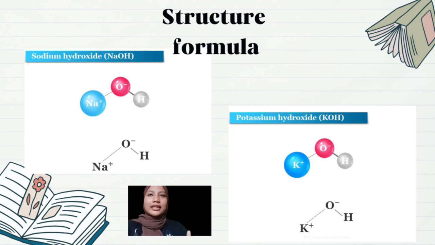So next is structure formula. For sodium hydroxide, we have NaOH. So Na is for sodium, O for oxygen, and H is for hydrogen. While for potassium, we have KOH. So K is for potassium, O is oxygen, and H is hydrogen.